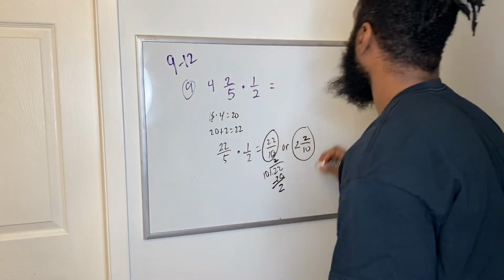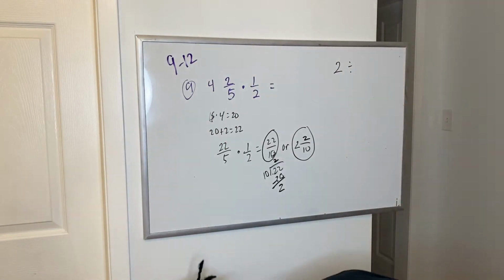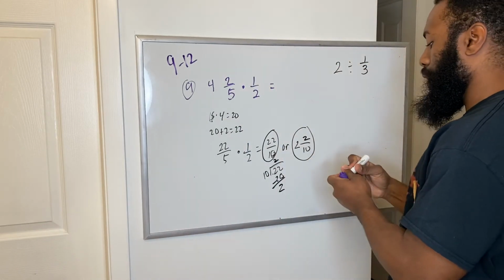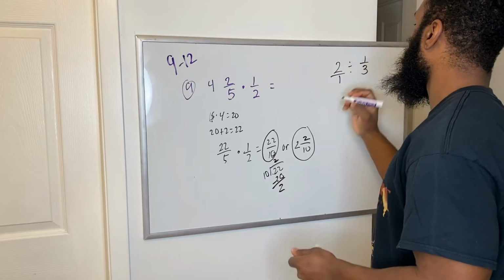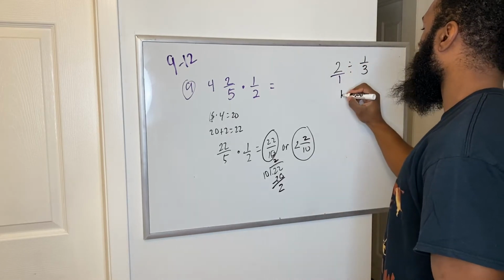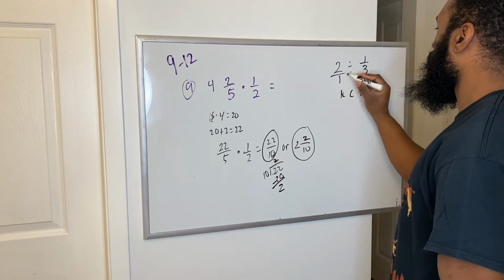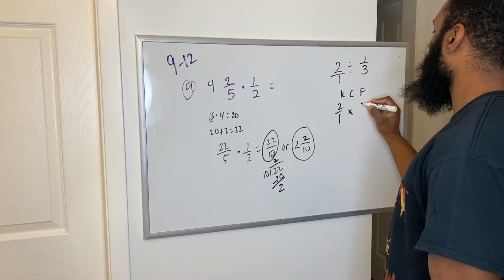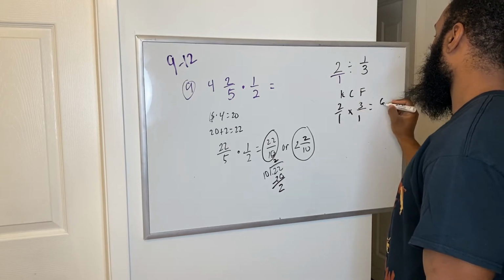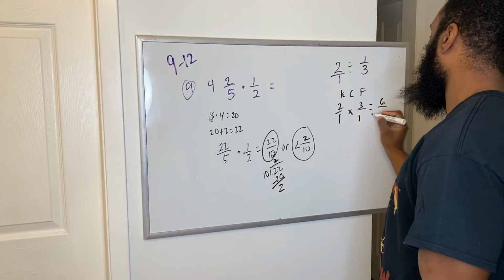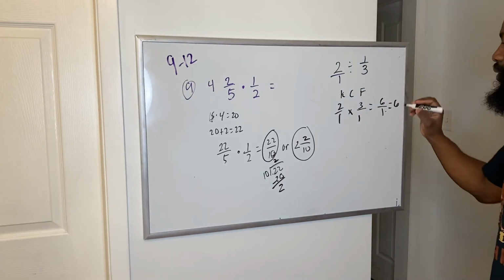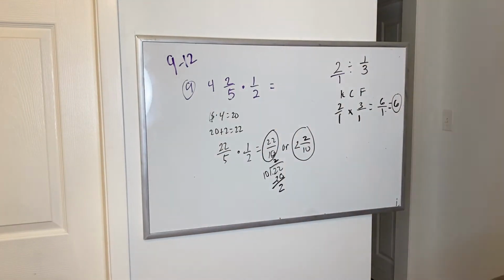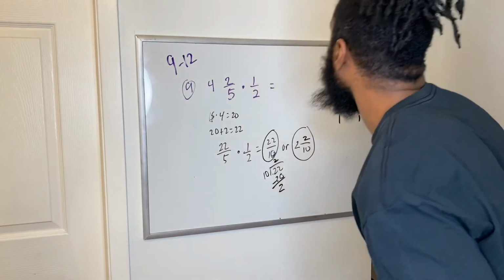I'll do the hard one first. So we got 2 divided by 1/3. To turn a whole number into a fraction, you put it over 1. So now we have a fraction. So we want to keep, change, flip. Keep my 2 over 1, change my division to multiplication, and then flip my fraction to 3 over 1. 2 times 3 is 6. 1 times 1 is 1. 6 divided by 1 is 6. And that is for number 12.